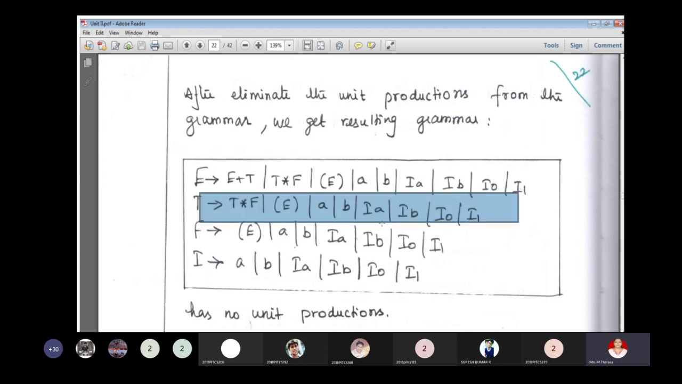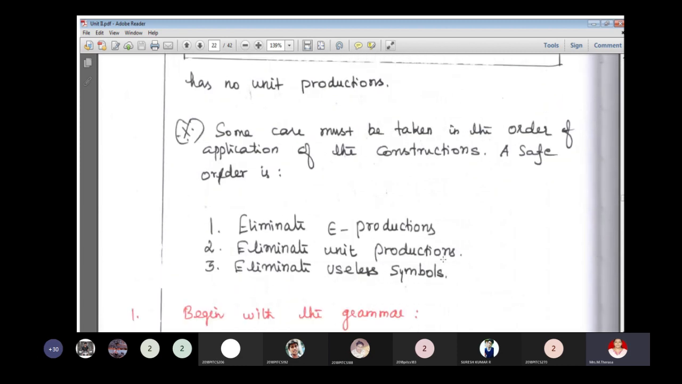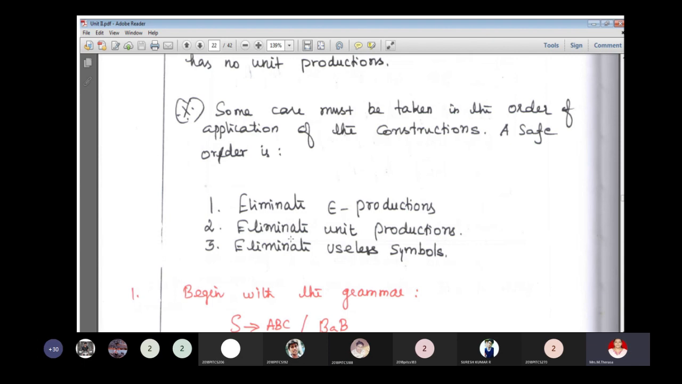So these are the three steps you have to do in order to simplify the grammar. Okay. So some care must be taken when we go for the simplification of grammar. This is the safe order.